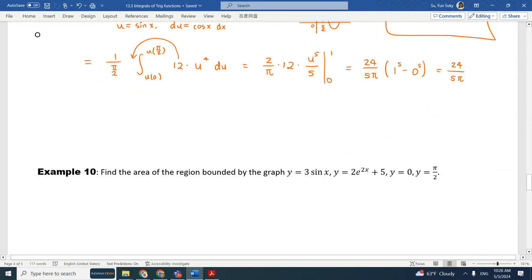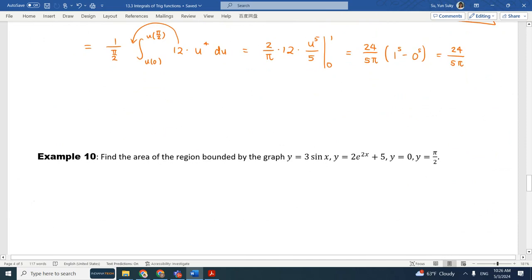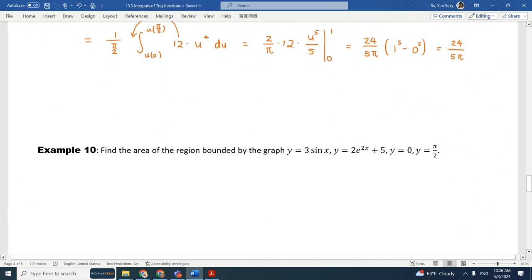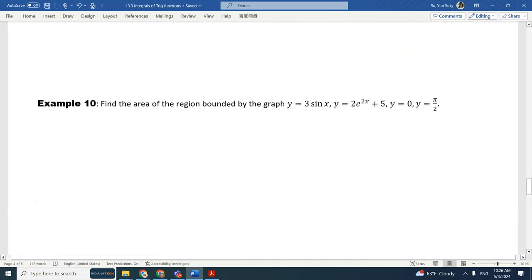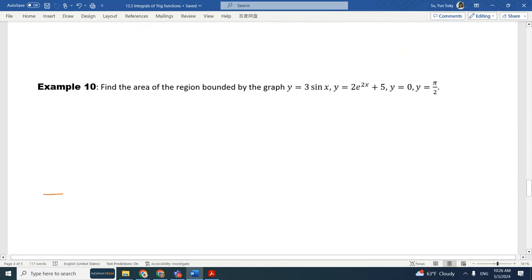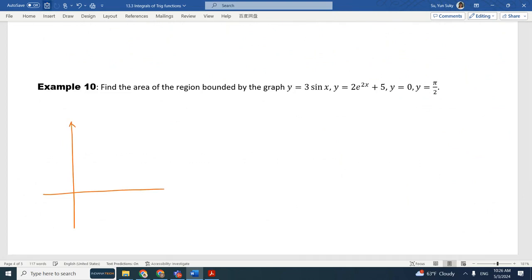Now, area bounded by the graphs. Okay. Applications, we have area and volume. Okay, so area. Let's kind of sketch the picture. Okay, so we have 3 sine x. Okay, we know sine x looks like this. When you multiply by 3, your amplitude now becomes 3. Everybody? e to the 2x. What's the exponential function look like? Exponential function looks like that, right? Like that.